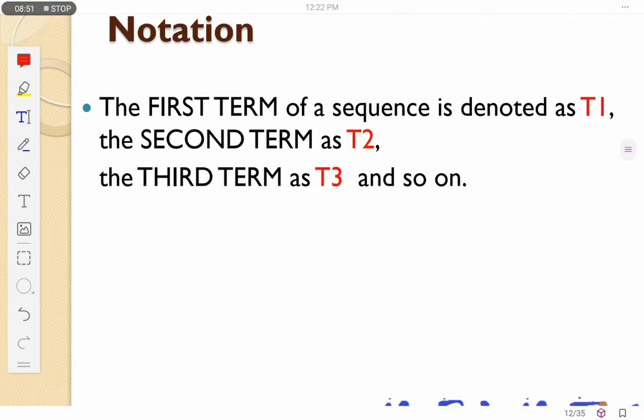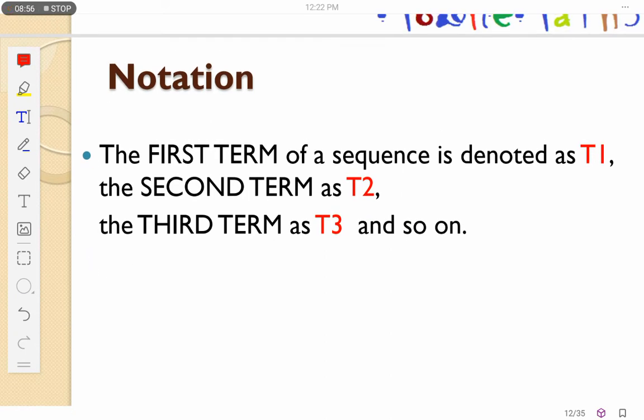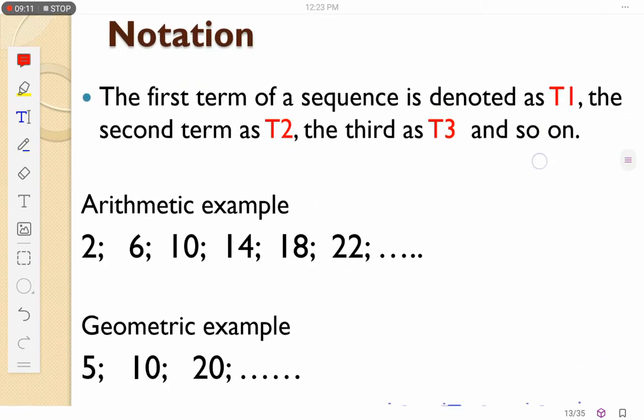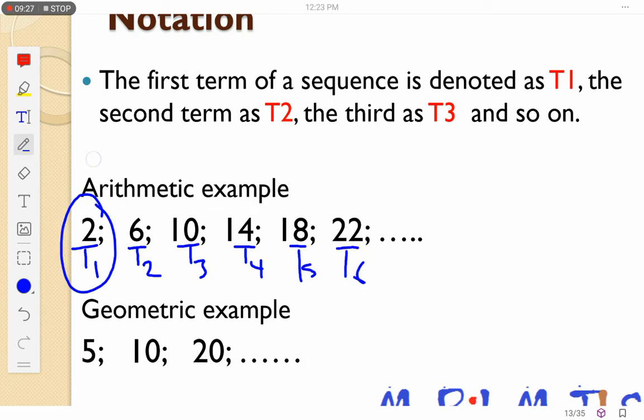Now let's move on to our notation. The first term, I think we have done this. The first term we said is T1. We know it as T1, and it is also known as A. The second term is T2. The third term is T3, and we go on and on like that. Maybe we can do another example and write the terms. So this one is T1, T2, T3, T4, T5, T6, and so on. And remember, this is your first term, which is also A.